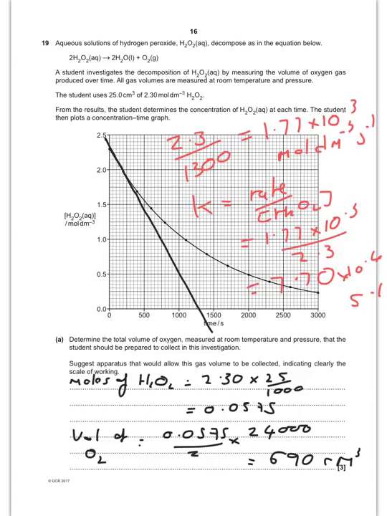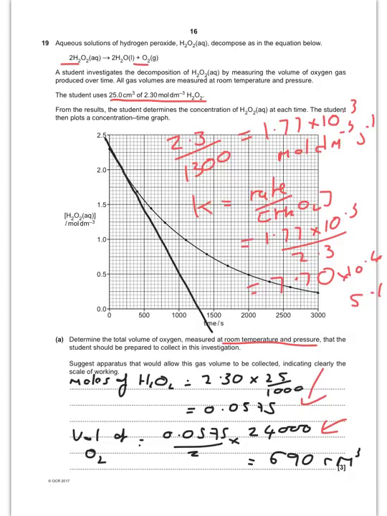Right, so going on to rates of reaction now. So we've got the equation for the decomposition of hydrogen peroxide there, and they've told us how much hydrogen peroxide the student is using, and they want us to find out how much oxygen is going to be produced. So first of all, you find out the number of moles of hydrogen peroxide, which you do here. The volume of oxygen, it's a 2-to-1 ratio, divide moles by 2, and then times by 24,000, because they've said it's at room temperature and pressure, and you get 690 centimetres cubed.